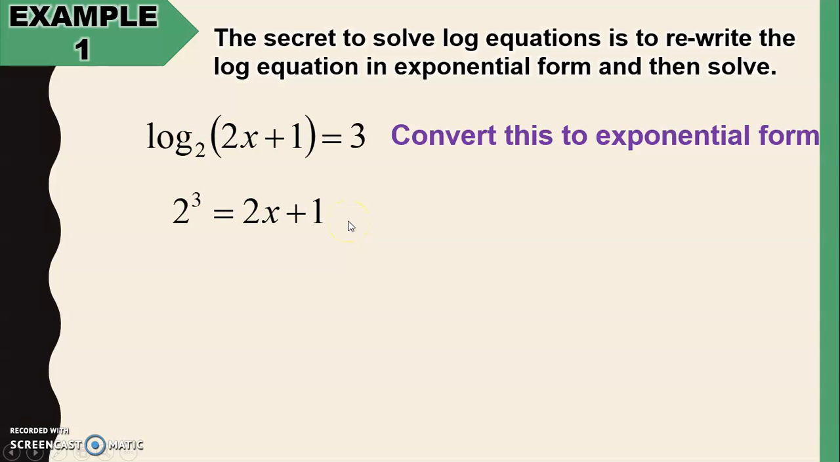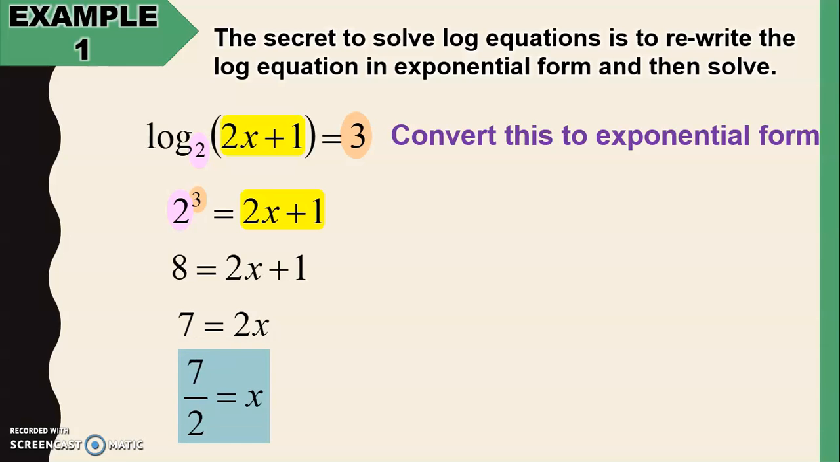Then after that, solve for x. 2 raised to 3 is 8. Then copy 2x plus 1. Then let's transpose 1 to the other side. So it becomes 7 equals 2x. Then divide both sides by 2. So our answer is 7 over 2.